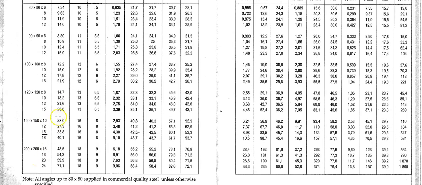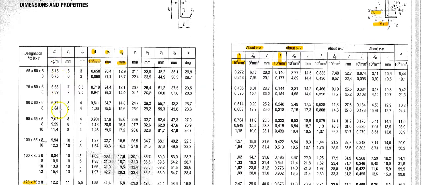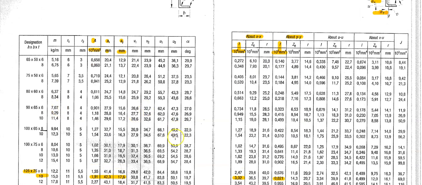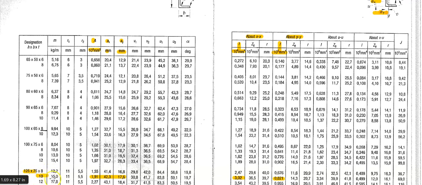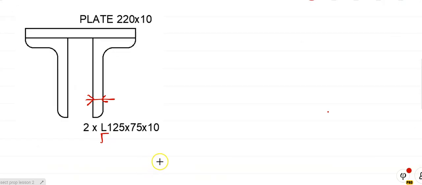But we're going to do the unequal leg angle, and I've marked my one here, the one that we're going to use in our problem over there. So 125 by 75 by 10. There's 3 in that group, but our one is the middle one over there. Okay, so let me just take this off here. And at the top there, we've got a plate, which is 220 wide by 10 thick.